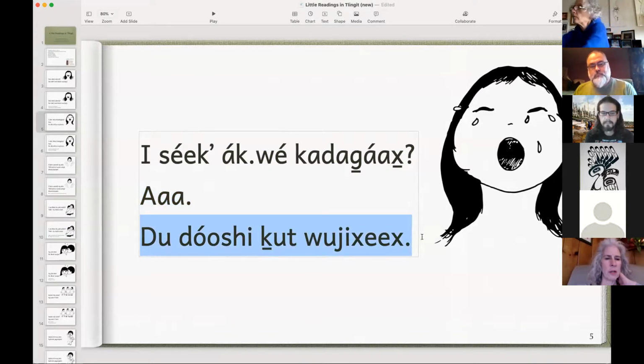Dudushi. Put, would you hear? A cat something. A cat ran away. Her cat ran away, or her cat got lost. It could be either one. In this case, we'd probably assume that it ran away.